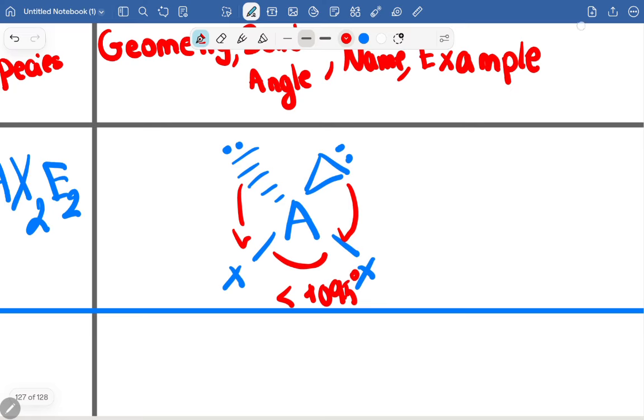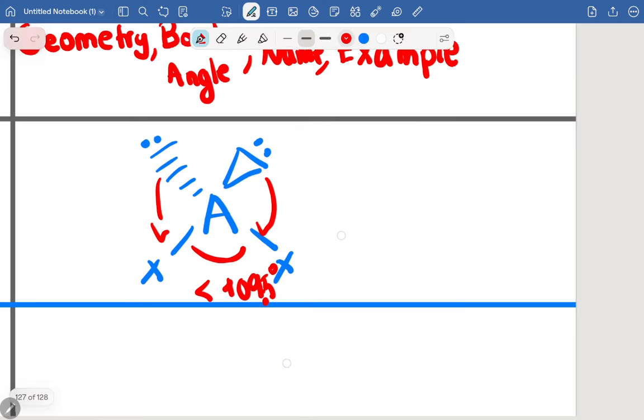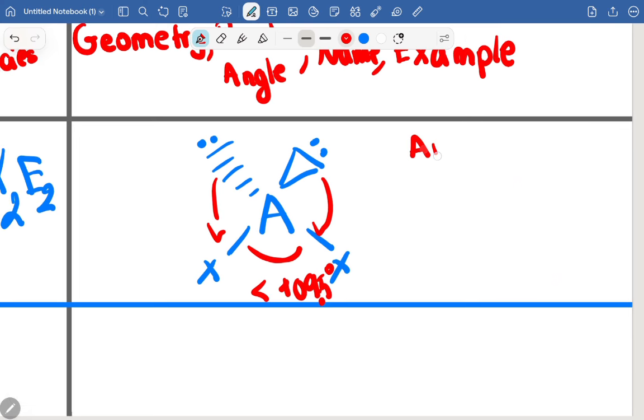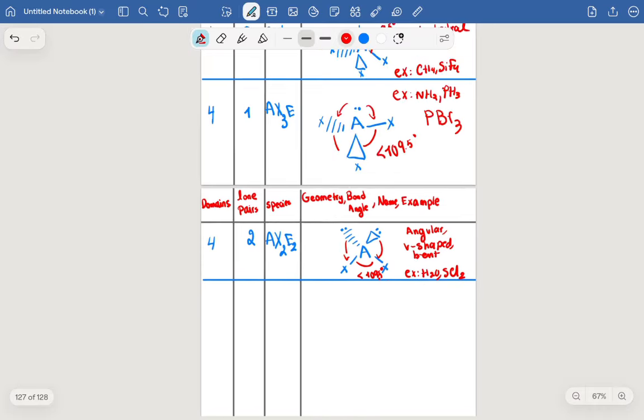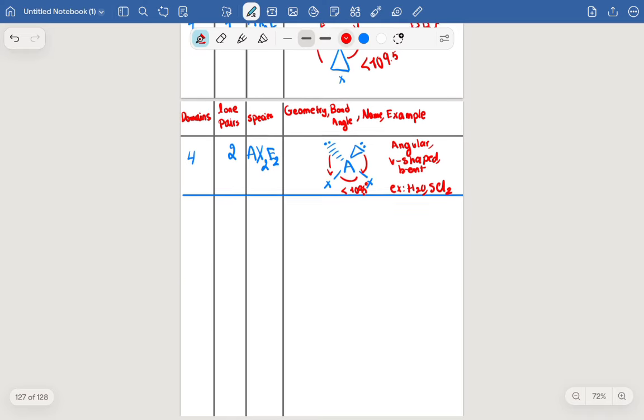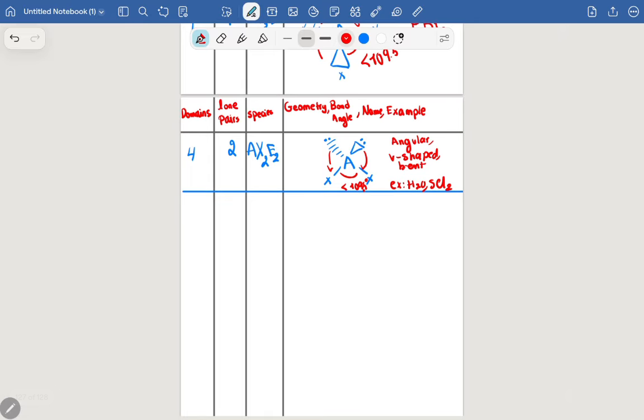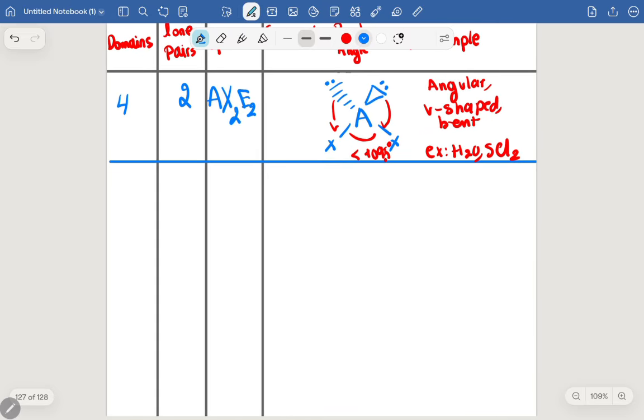Let me make the point a bit clearer. 109.5 degrees. Now what is this called? This is called angular, V-shaped, bent, right? And some examples of these are water, H2O, and SCl2. So this is the 4 domains and 2 lone pairs. After this, we will move on to 5 domains and 0 lone pairs.